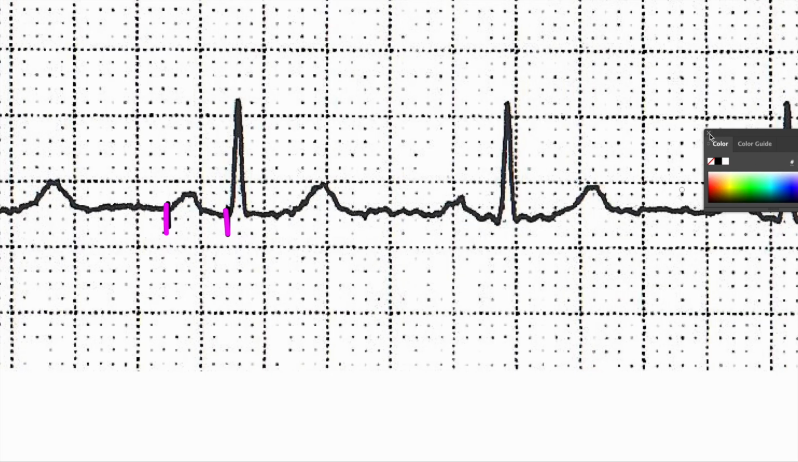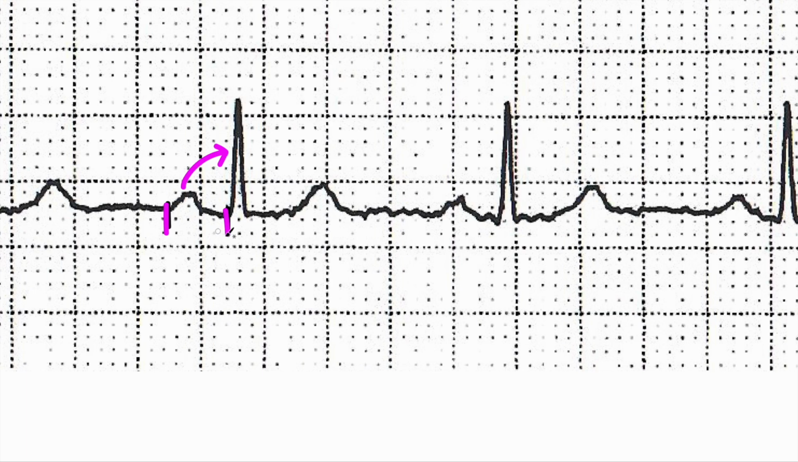The PR segment and the PR interval seem to be consistent. So I would say that this P wave is married to the QRS, or this P wave gives rise to this QRS. Maybe, and I'll show you why on the, maybe not on the next slide, but the final 12-lead ECG.